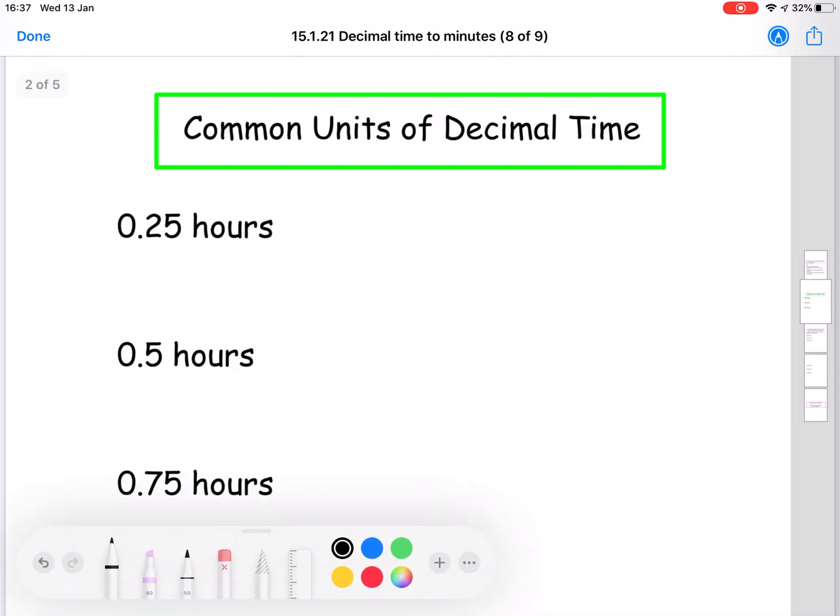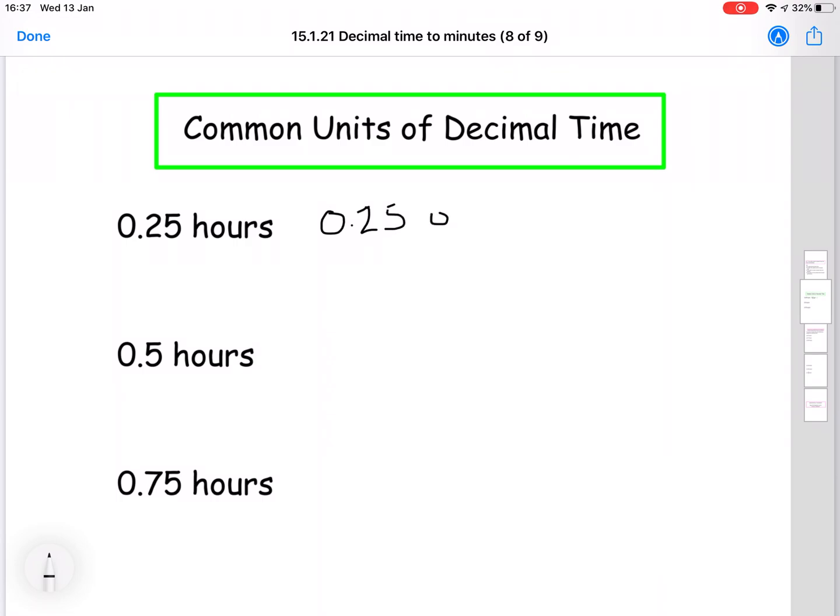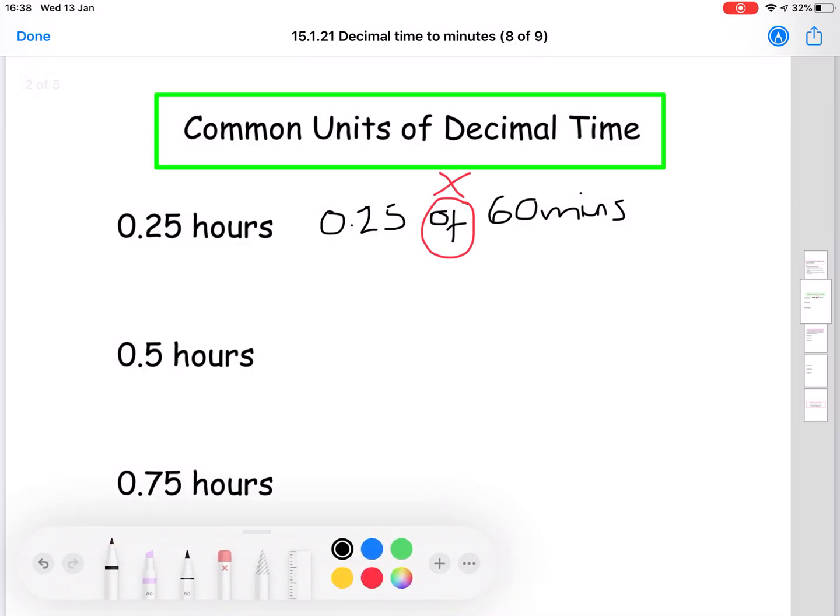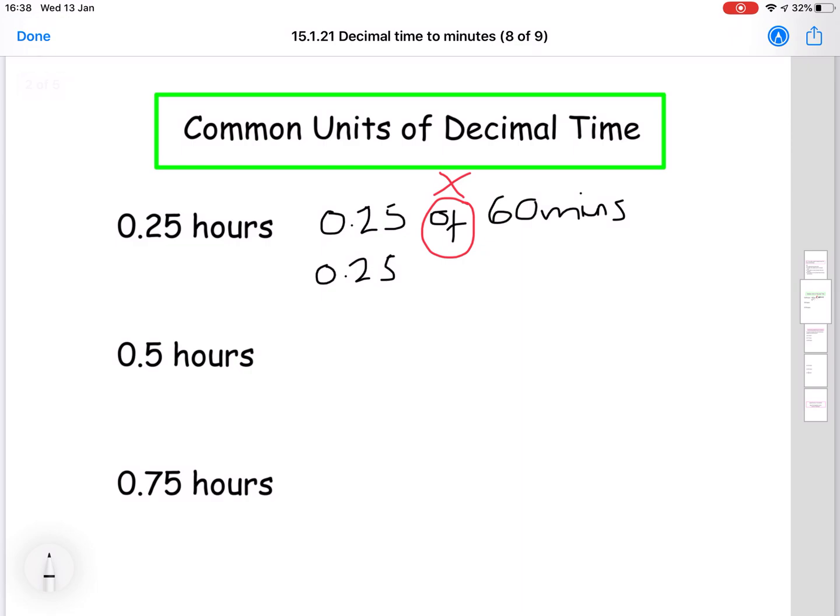So if we think about this first one, 0.25 hours, okay? 0.25 of a full hour. How do we work that out? I would like you to think of it as 0.25 of a full hour, so that would be of 60 minutes. How do we write that as an actual mathematical sum? Well, in maths, this word "of" is the same as multiply. So as a mathematical sum, we would write 0.25 times 60. If you did that on your calculator, you would get 15 minutes.